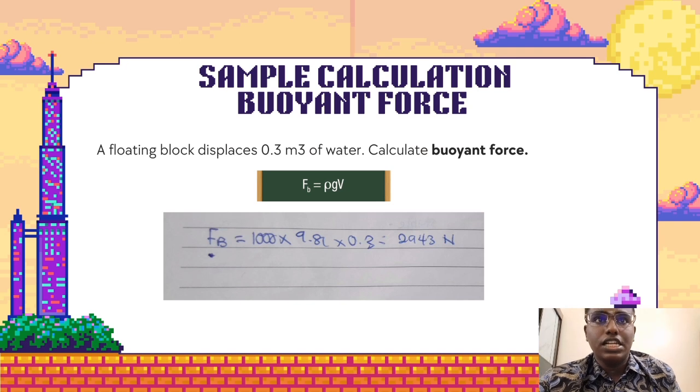Next, sample calculation of buoyant force. A floating block displaces 0.3 cubic meters of water. Calculate the buoyant force. You just use the formula Fb equals rho g V. Substitute, and you will get the answer 2943 Newtons.